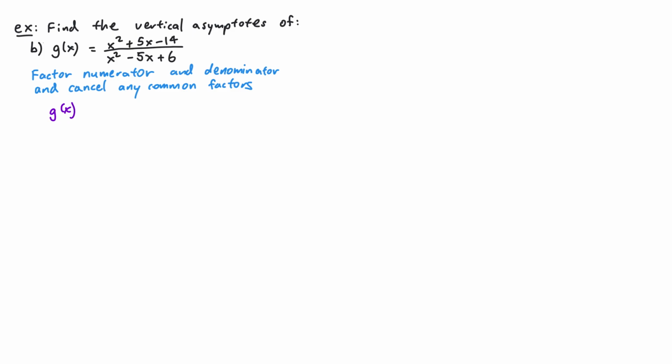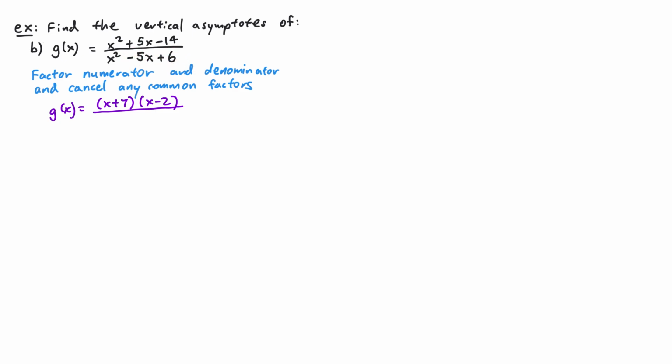So for our function here, g of x, our numerator is x squared plus 5x minus 14. If I want to factor this, we need to come up with two numbers that multiply to negative 14 and add up to 5. Those two numbers would be positive 7 and negative 2, so our numerator factors as x plus 7 times x minus 2. In our denominator, we have x squared minus 5x plus 6, so to factor this, we need two numbers that multiply to 6 and add up to negative 5.